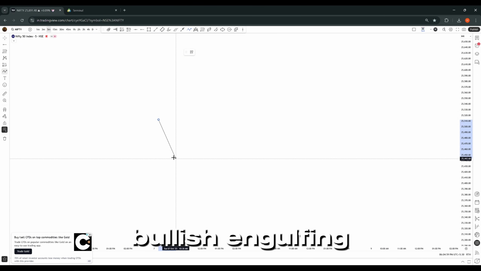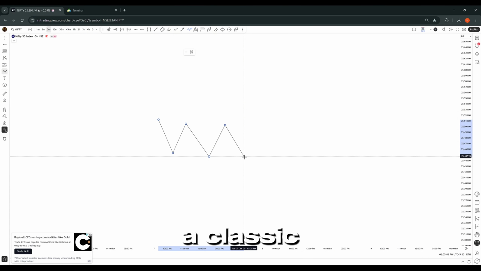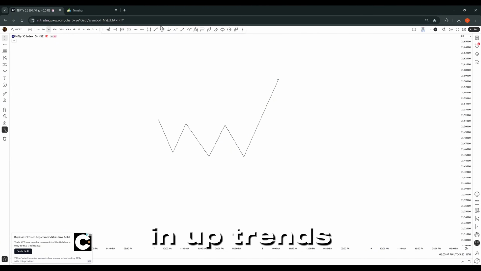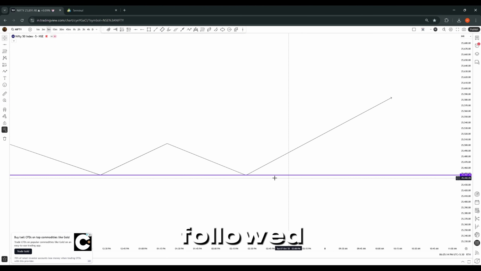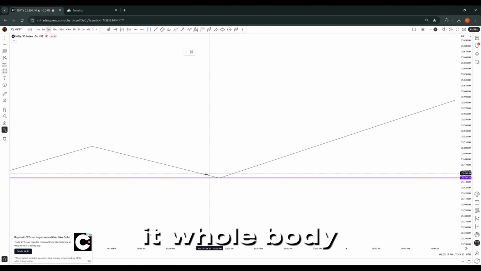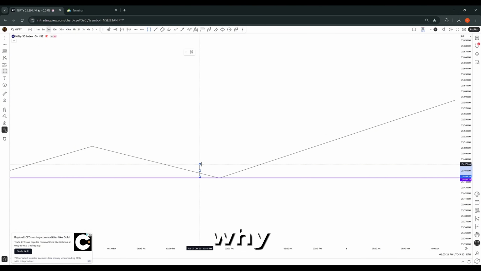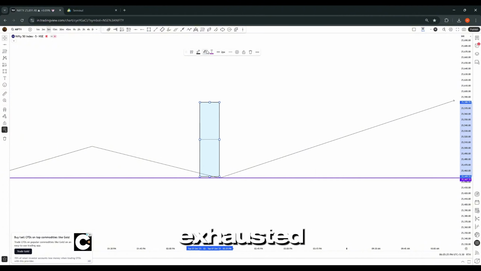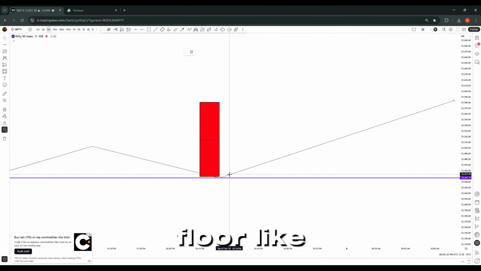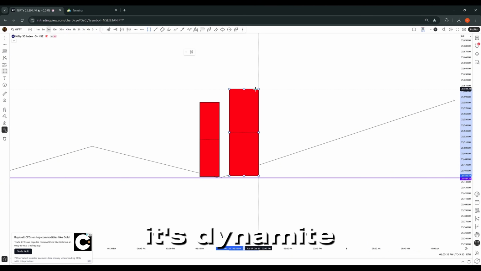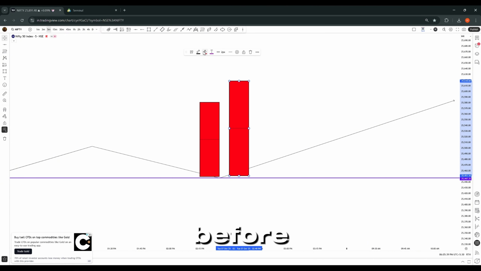Concept 3: bullish engulfing at support, a classic for bottom fishing in uptrends. This 2-candle pattern is a small red candle on a down day, followed by a big green that swallows it whole, body engulfing the prior. Why? It screams shift: sellers exhausted, buyers storming in. At support, a historical floor like Nifty's 24,000, it's dynamite, price bounces where it has before.